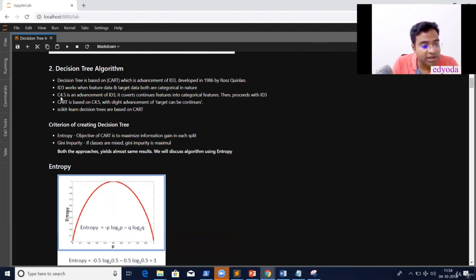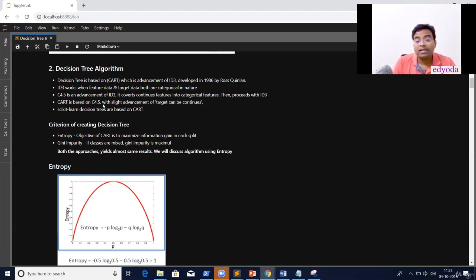With time, we got another advancement, C4.5, which is based on ID3 and converts continuous features into categorical. The feature data can now be continuous with this advancement, C4.5. The target is still categorical. A later advancement came, that is CART, which is based on C4.5, where the target can also be continuous. The decision tree implementation of scikit-learn is based on CART.